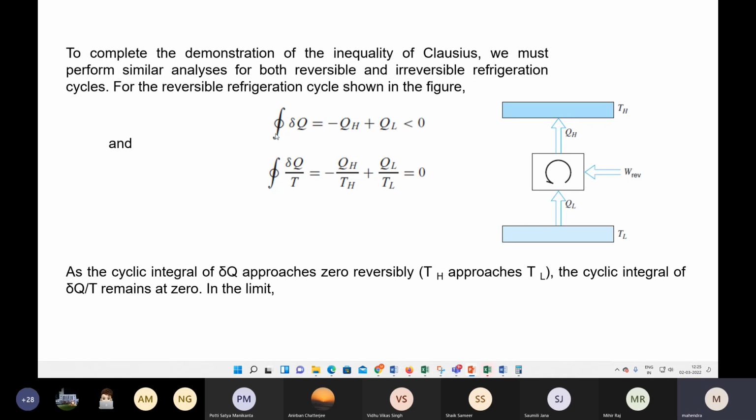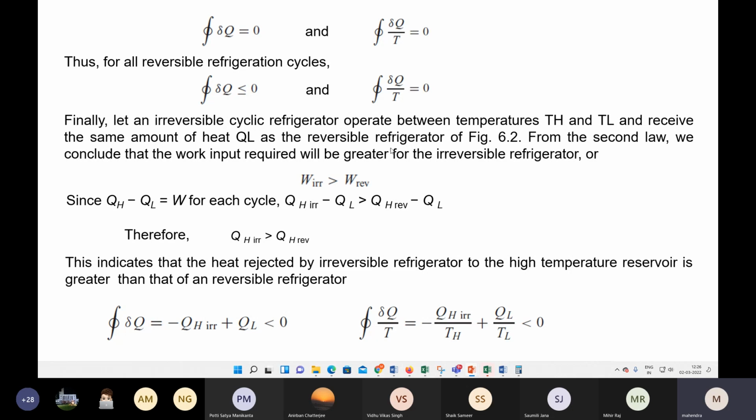Okay. So these terms are negative, positive terms are changed. If you repeat the same procedure that we have done for the engine, you can get this. You need not worry about that.